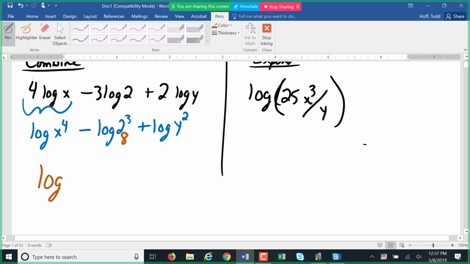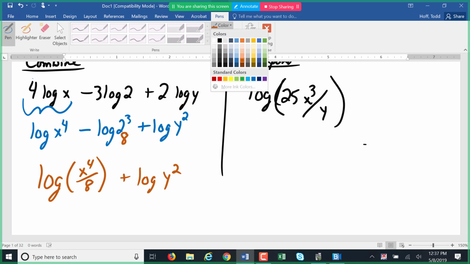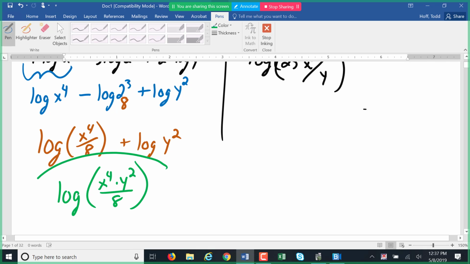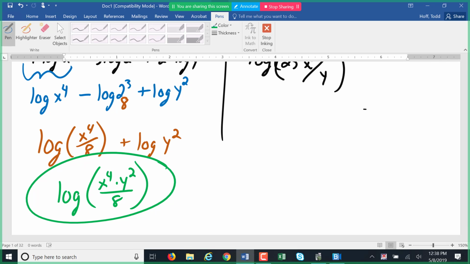Log of x to the fourth minus log of 8 is log of x to the fourth divided by 8. Plus the y squared means we're adding, or multiplying, the y squared. So that's log of x to the fourth times y squared divided by 8. So that can all be combined into that single log. Any questions there?